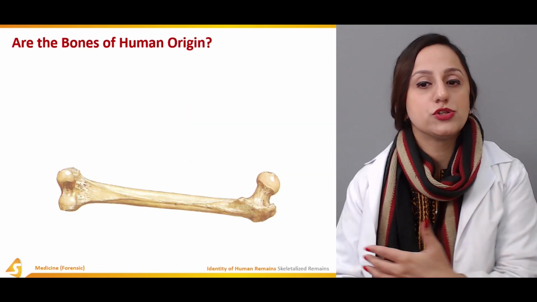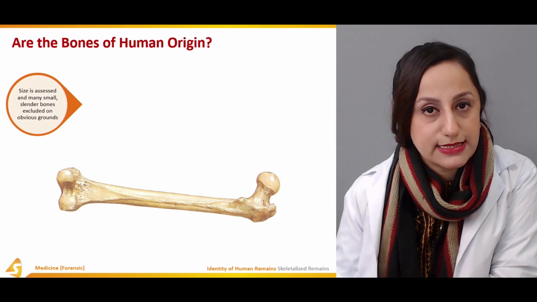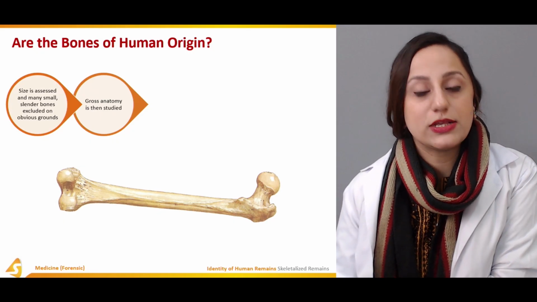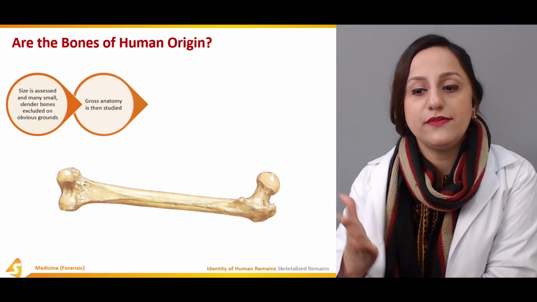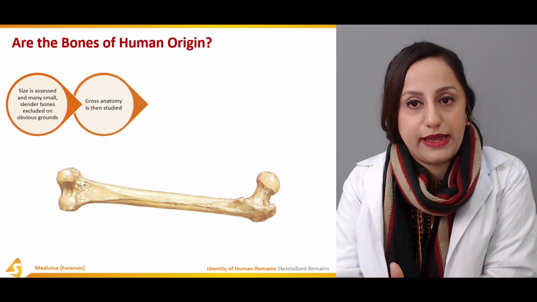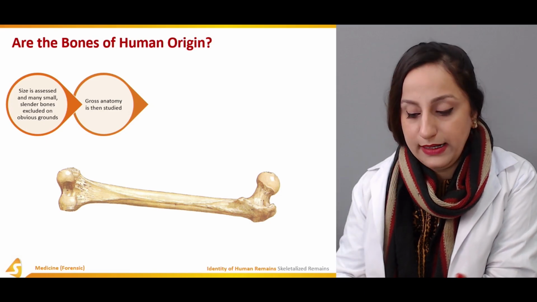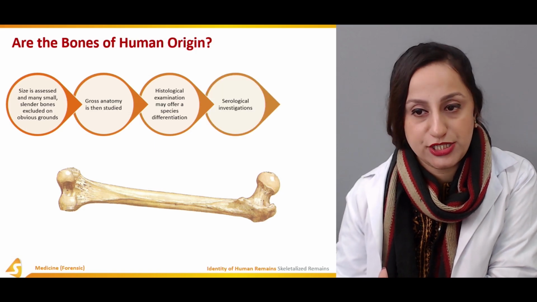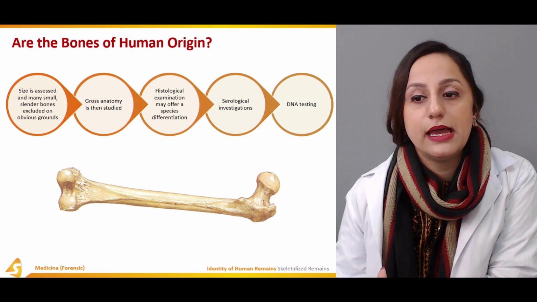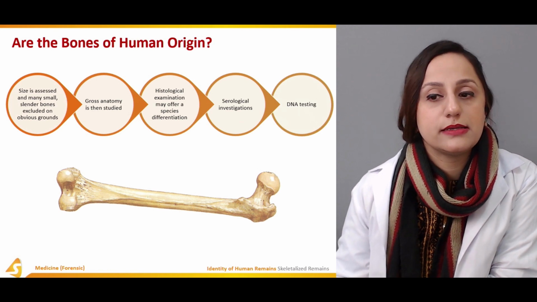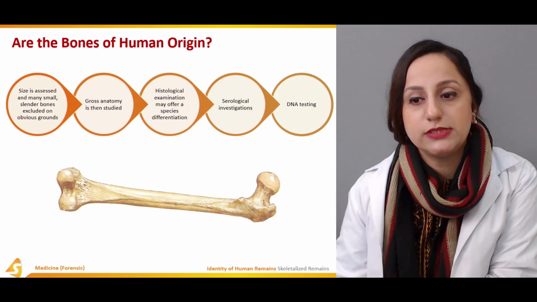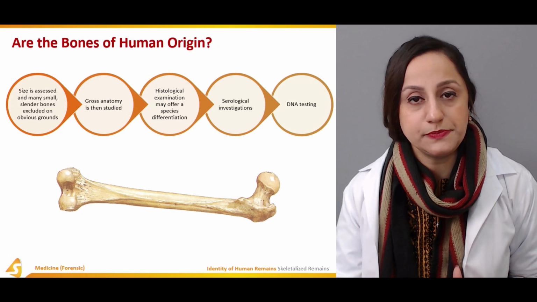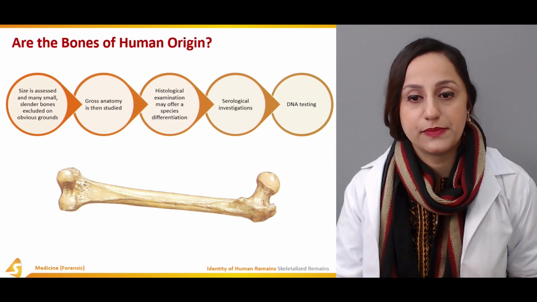So are the bones of human origin? The size is assessed and many small slender bones are excluded on obvious grounds, and gross anatomy is then studied for any bone. Even if we have a humerus at hand, we can deal with that. Histological examination may offer species differentiation, as may serological investigations. And finally, DNA testing is performed on these bones to establish the identity of the person most accurately.